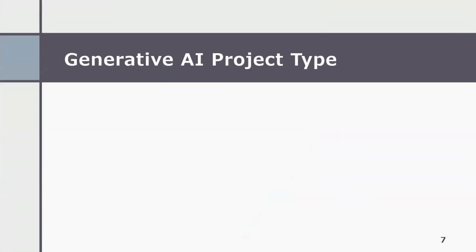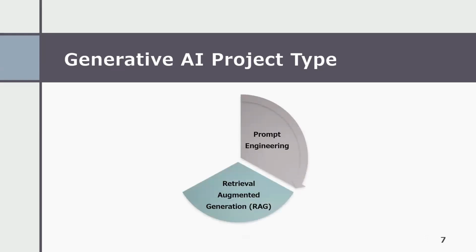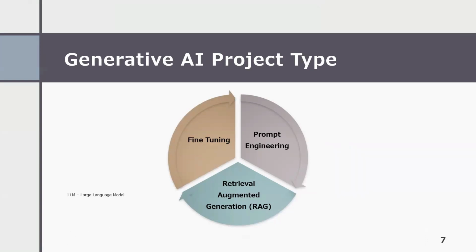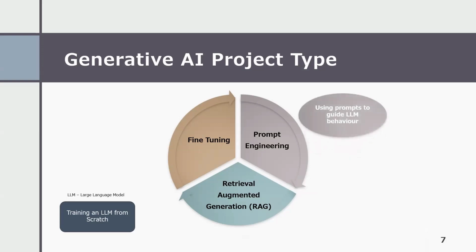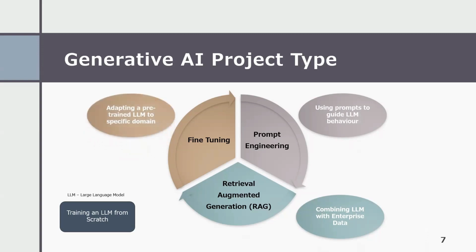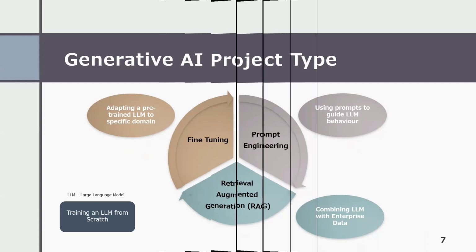So generative AI project types can fall into prompt engineering, retrieval augmented generation, which is commonly known as RAG, and fine-tuning. There is one more type, which is training an LLM from scratch. Prompt engineering is about using prompts to guide LLM behavior. RAG involves combining LLM with enterprise data. Fine-tuning requires adapting a pre-trained LLM to a specific domain. So in this video, we will focus on prompt engineering.